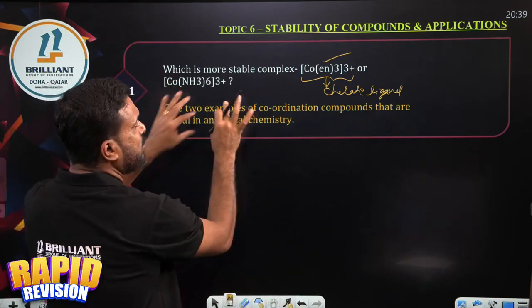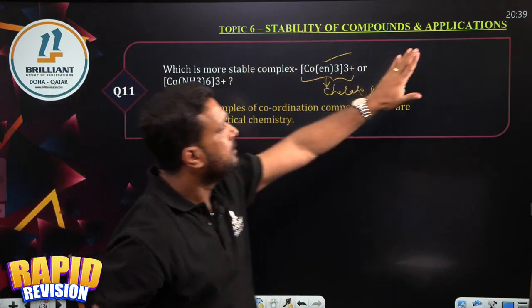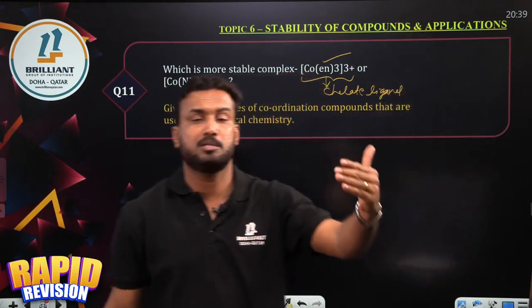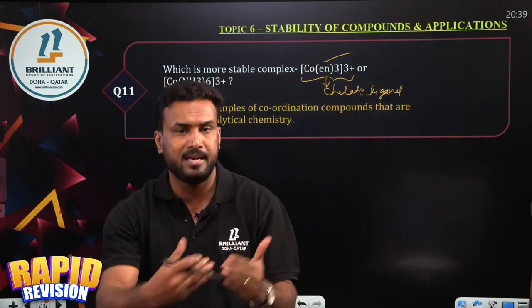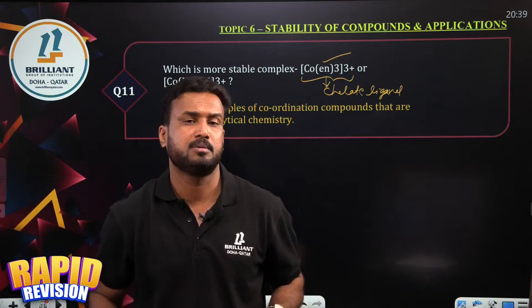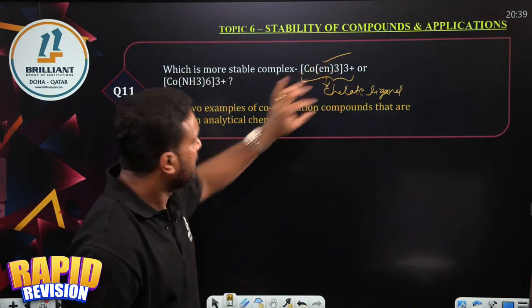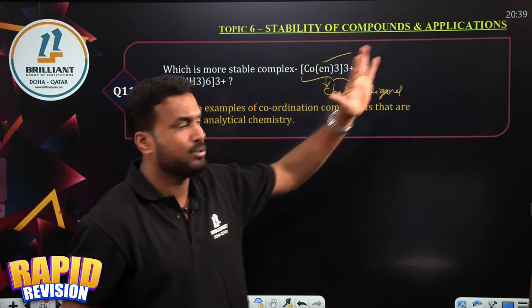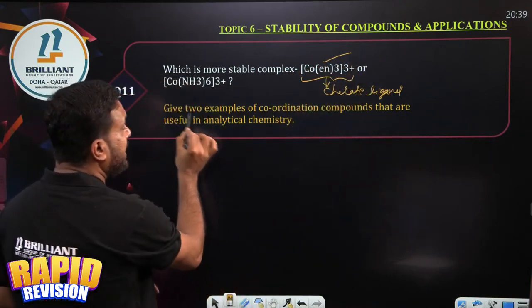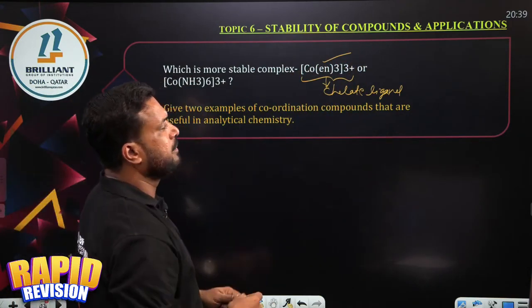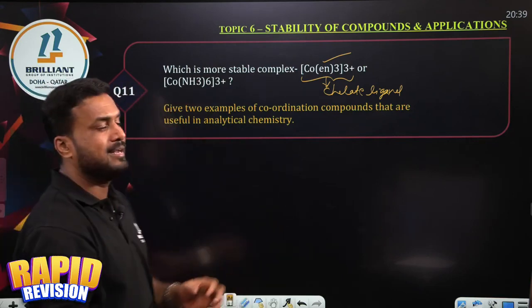Give two examples. This is one question I took from the applications of complex compounds. You know that applications of complex compounds is there. Any one question they can put, either in MCQ or normal question. So that's why I kept one question based on that. Don't ignore that part. Give two examples of coordination compounds that are useful in analytical chemistry.